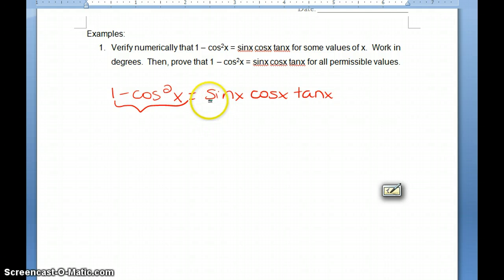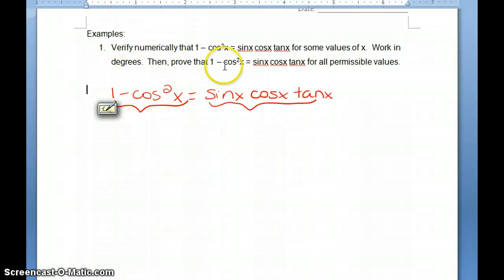Another option is to manipulate just the right-hand side. So let's make sine of x times cosine of x times tan of x look like 1 minus cosine squared of x. Or our last option is to manipulate both independently of one another to look like either or some form of each side. Just remember, you cannot do any sort of identities across an equation, so each side has to be done independently, okay? Because that was a rough explanation of how to solve by manipulating both sides, that's exactly what we're going to do here.